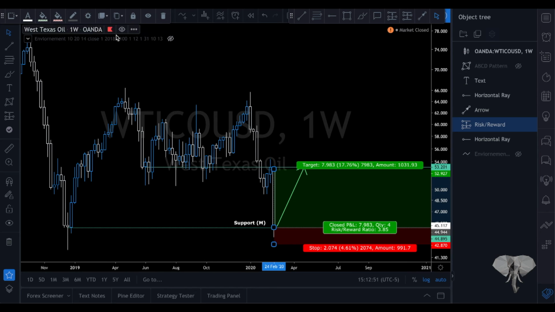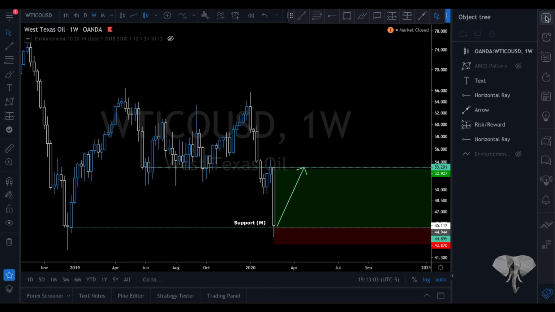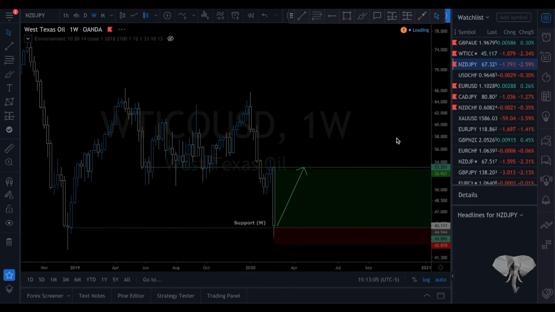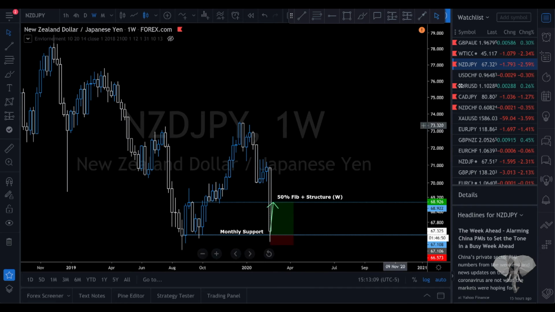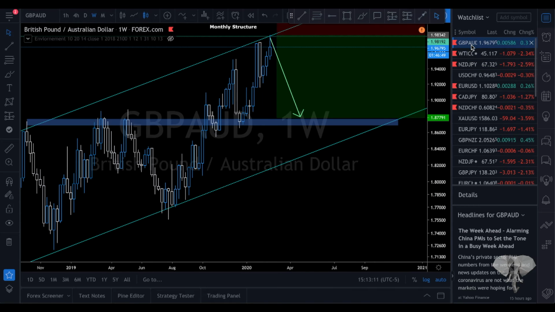Once again, if our entry parameters are satisfied, as in we're making strides for higher highs and higher lows, then we would be looking at entering this trade at an optimal level and getting us a 1 to 3.8 risk to reward ratio on this one. And just real quick, I want to talk about this last one. This is going to be a 1 to 3.4 risk to reward ratio. And the last pair on the chopping block is going to be pound AUD.